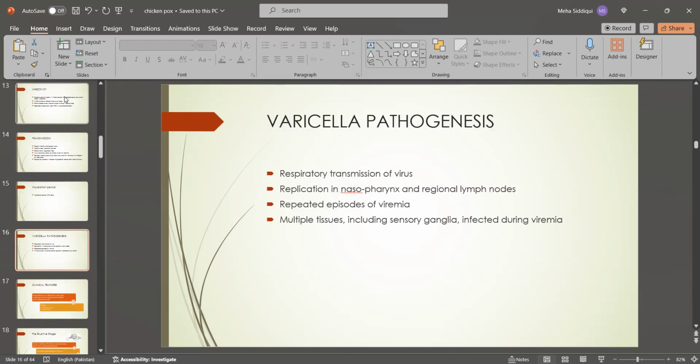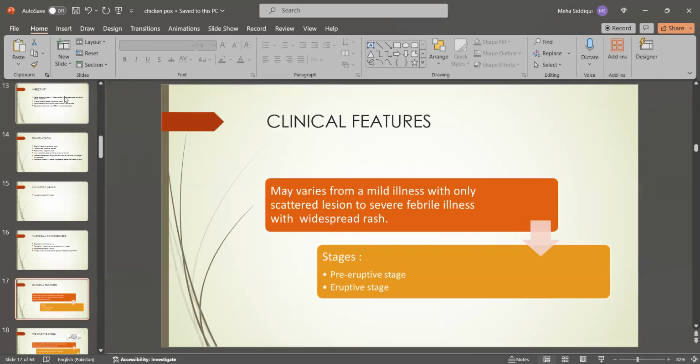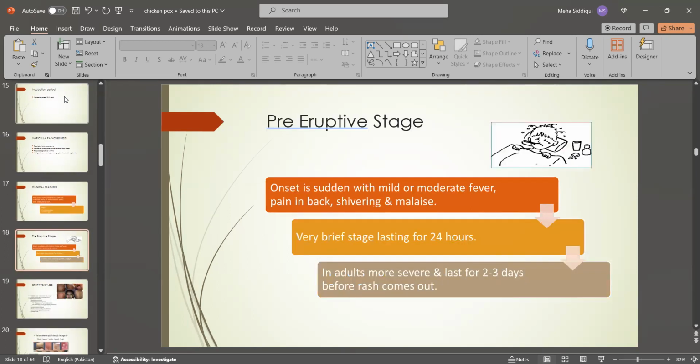Pathogenesis: respiratory transmission of virus, replication in the nasopharynx and regional lymph nodes, repeated episodes of viremia, and multiple tissues including sensory ganglia infected during viremia. Clinical features: it varies from a mild illness with only scattered lesions to severe febrile illness with widespread rash. Stages include pre-eruptive stage and eruptive stage. Pre-eruptive stage: in this stage, onset is sudden with mild or moderate fever, pain in back, shivering, malaise; a very brief stage lasting for 24 hours. In adults, it may last for 2 to 3 days before the rash comes out.